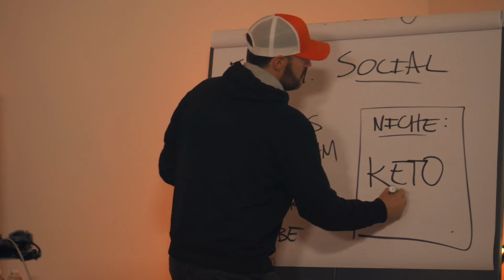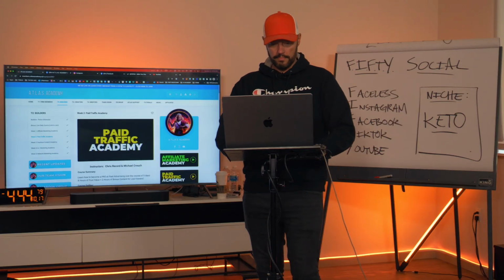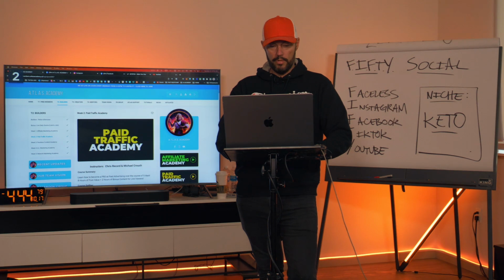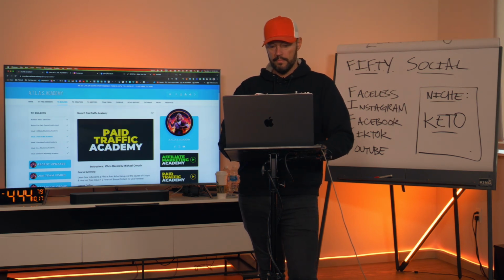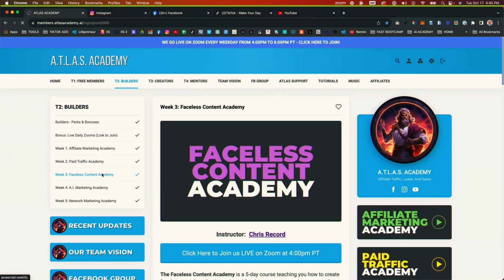Okay, so let me share my screen again, and let's jump back into what we were doing. I've got the different profiles pulled up here, right? I've got Atlas Academy, which is where we're going to learn the faceless. Atlas Academy, F for Faceless. That's where we're going to be building out our niche, building out our brand. Then I have Instagram, Facebook, TikTok, and YouTube pulled up in the background, and we're going to go through them.